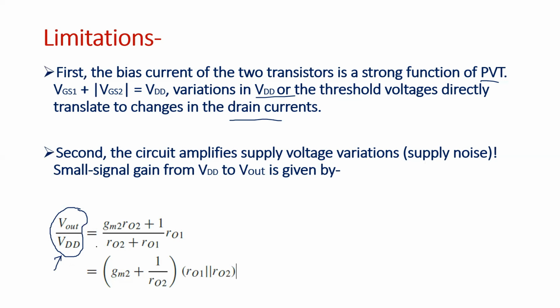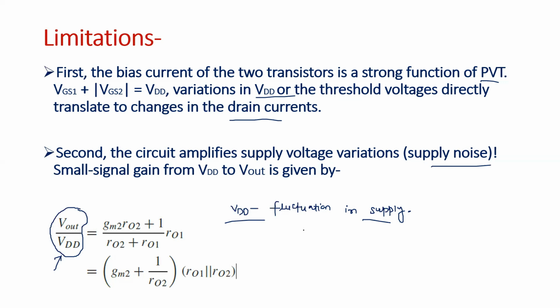This VDD looks like a DC voltage, but here it is nothing but a fluctuation in the supply voltage. The VDD that I am using in the gain expression is a fluctuation in supply voltage. This is also called supply noise. If there is any supply fluctuation, it is going to occur at the output, and between the output and this supply fluctuation we calculate the gain. So this is the unwanted gain because of direct coupling of the supply voltage to the output. These two are the limitations of this active source.